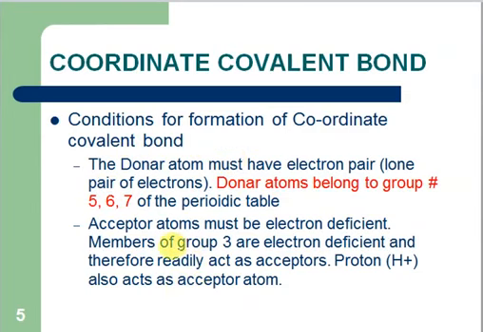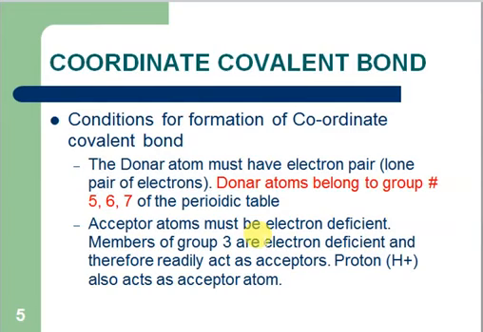Now we have the acceptor. There must be an atom which is deficient enough to accept an electron pair. So in order to form a coordinate covalent bond, we must have a donor, which must be from group number 5, 6 or 7, and the acceptor must be electronically deficient. In order to have an acceptor atom, we must have elements from group number 3. Group number 3 elements are the members of the boron family, known as electronically deficient elements.